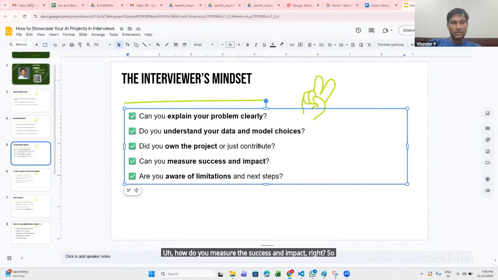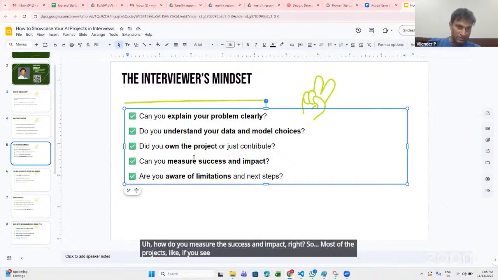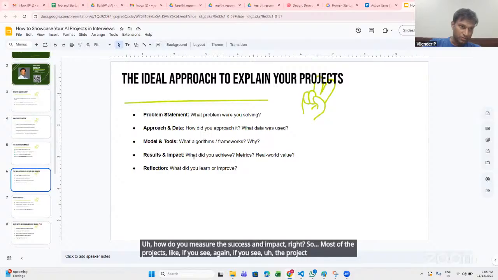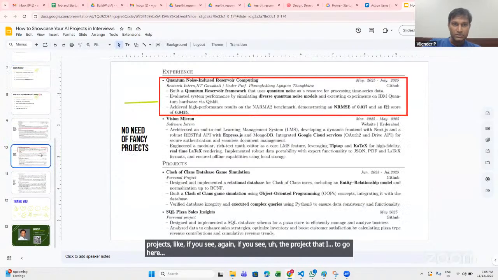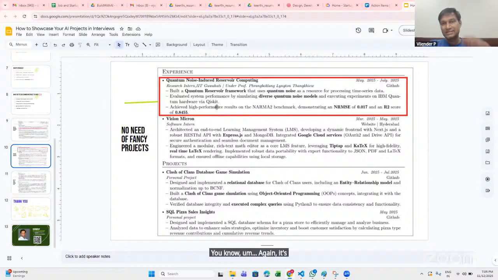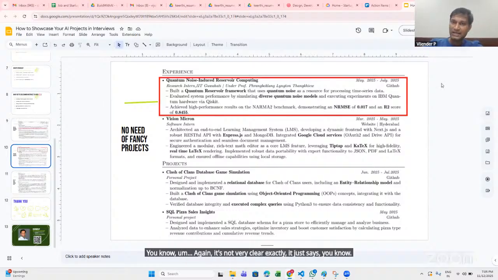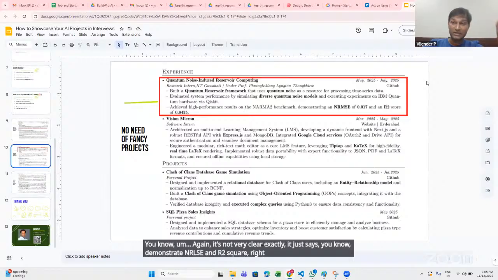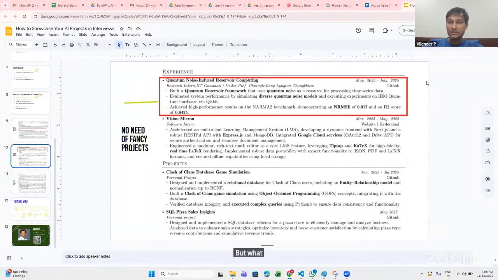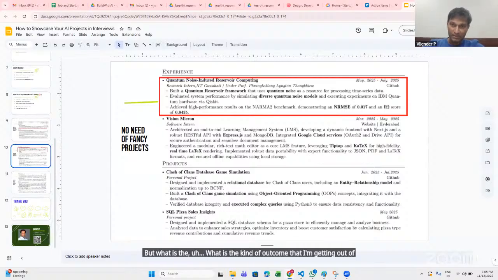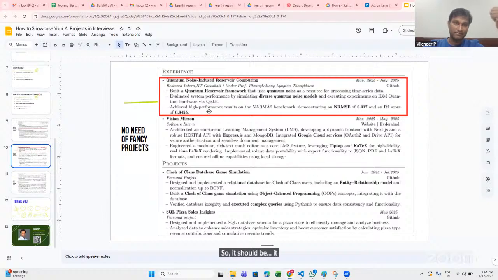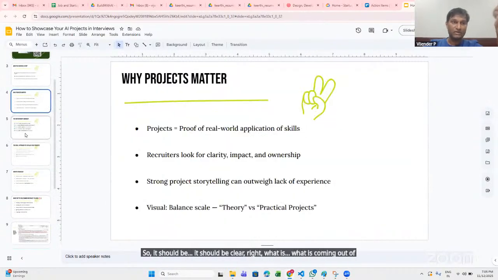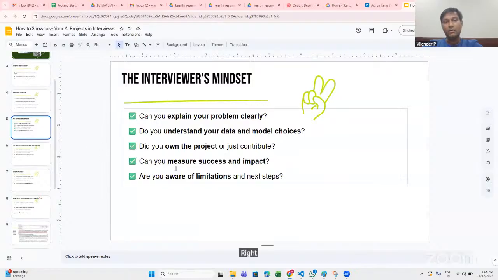So most of the projects, if you see the project that I took over here, it talks about, again, it's not very clear exactly. Again, it just says demonstrating NRMSE and R square. But what is the kind of outcome that I'm getting out of it? It should be clear, right? What is coming out of it? What have you achieved out of it? And how are you measuring that?